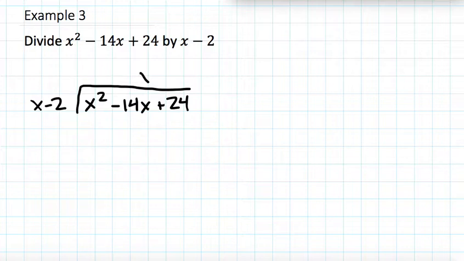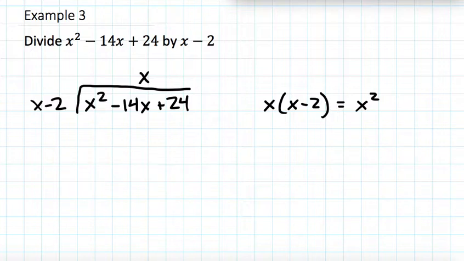So I write the x up here, that's the divide step. Then I multiply, just like I multiplied in numerical long division, it's going to be x times x minus 2. And I usually like to write this out on the right side, just to help myself keep track of the results. So x times x minus 2, use the distributive property, and that's x squared minus 2x. And so I'm going to write that down here.